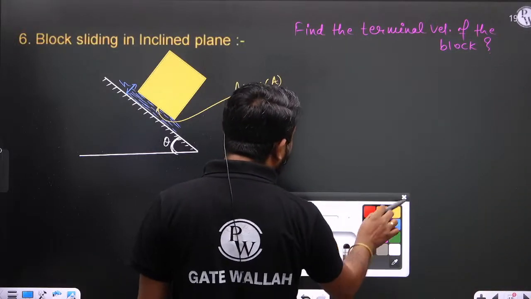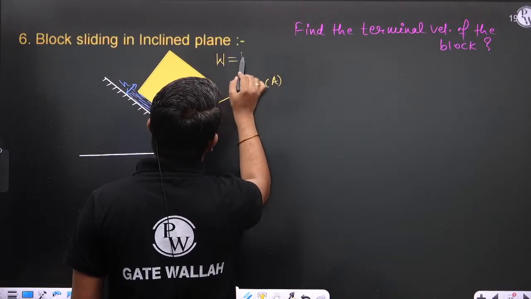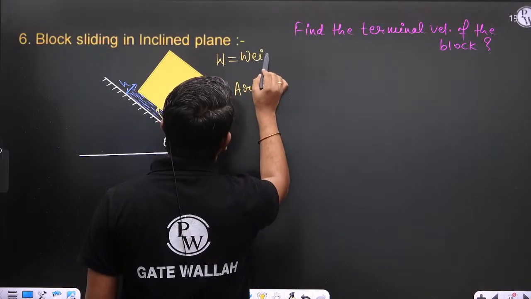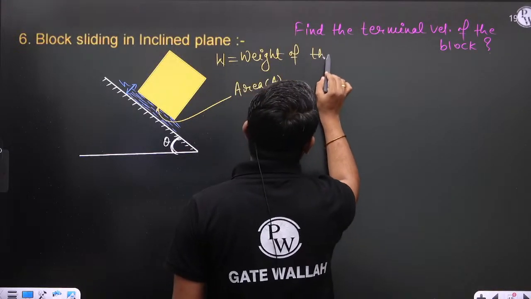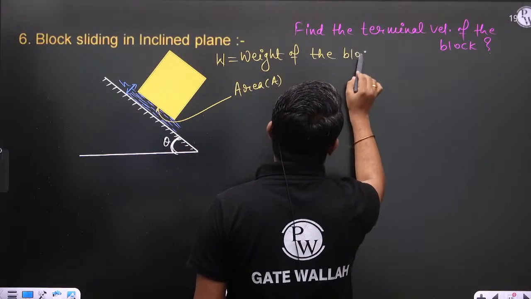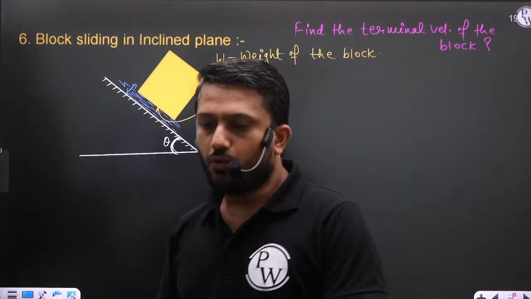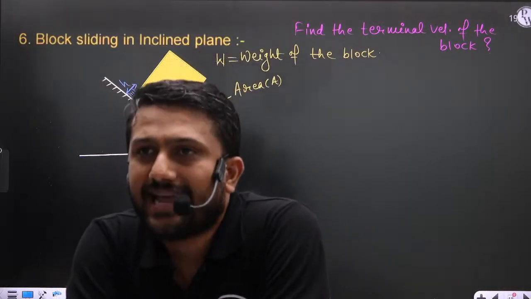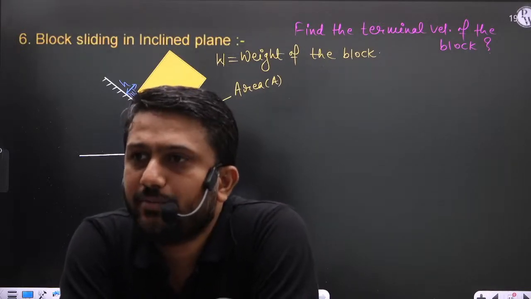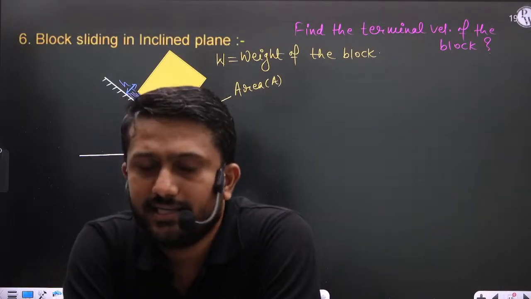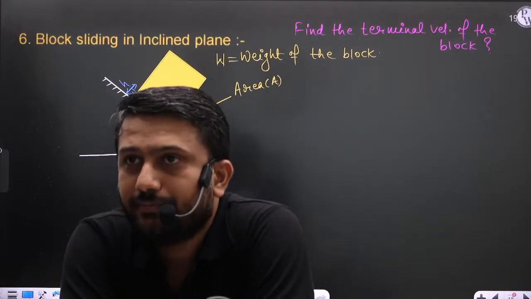What is the weight of this block? Let us consider W is the weight of the block. So what is my objective here? My objective is calculation of the terminal velocity of this block. And what is the terminal velocity? We know that terminal velocity is the steady state velocity, or the velocity at which acceleration is 0.